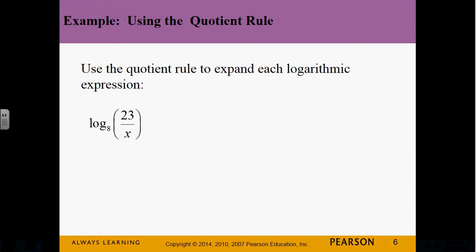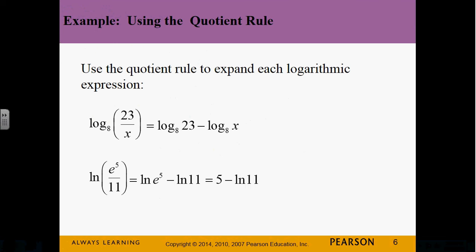All right, so what about log base 8 of 23 divided by x? Log base 8 of 23 minus log base 8 of x. Natural log of e to the 5th divided by 11. Right, natural log of e to the 5th minus natural log of 11. Well, what's natural log of e to the 5th? What's the base of natural log? E, right? What's the base of e to the 5th? Do they not destroy each other? Yeah, leaves you with just 5, so that just becomes 5 minus natural log of 11.